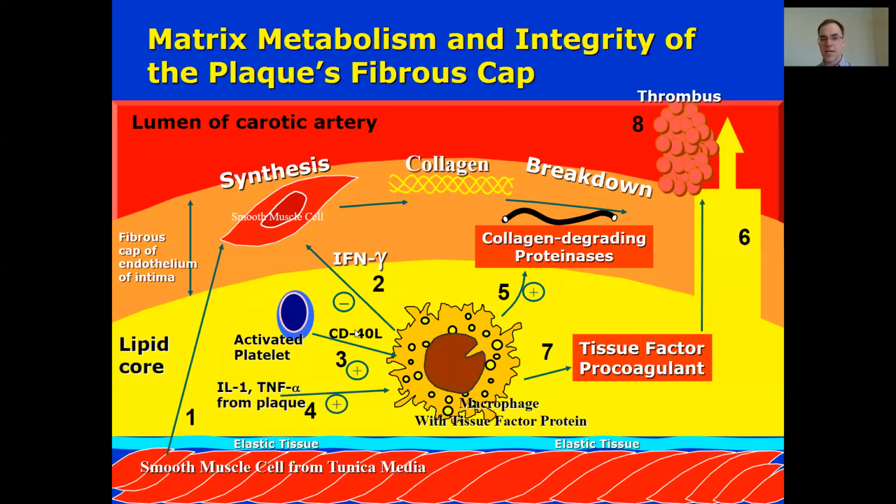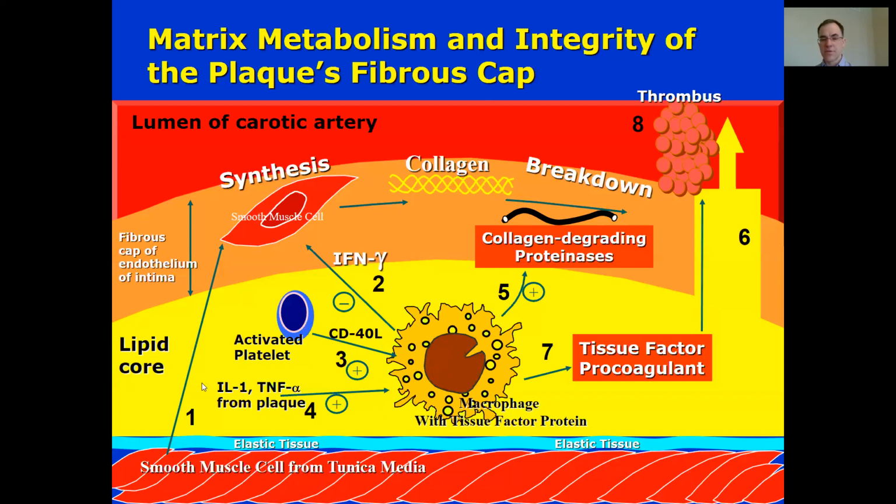At the same time, this activated platelet that's made its way from the blood into the plaque is going to produce a protein called CD40L. And what that's going to do, you can see this is an upregulation, that's going to stimulate the macrophage to release collagen degrading proteinases.